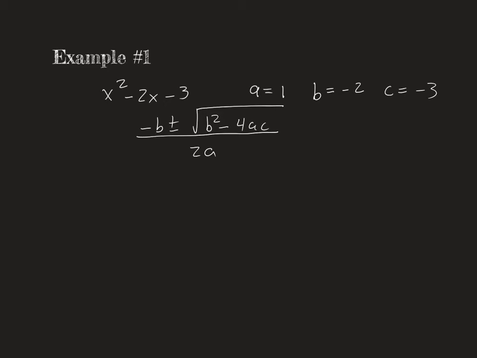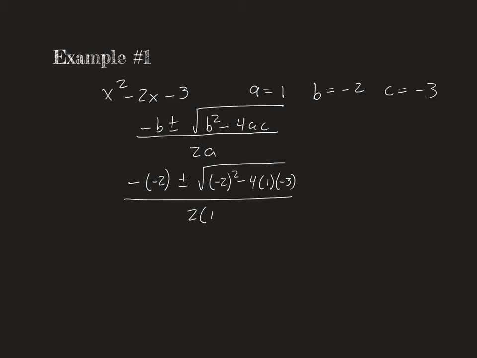So we're going to use our numbers and plug them in. We're going to start with negative negative 2, plus or minus the square root of negative 2 squared minus 4 times 1 times negative 3, and then you're going to divide that by 2 times 1. Okay, so we're going to simplify as much as we can.